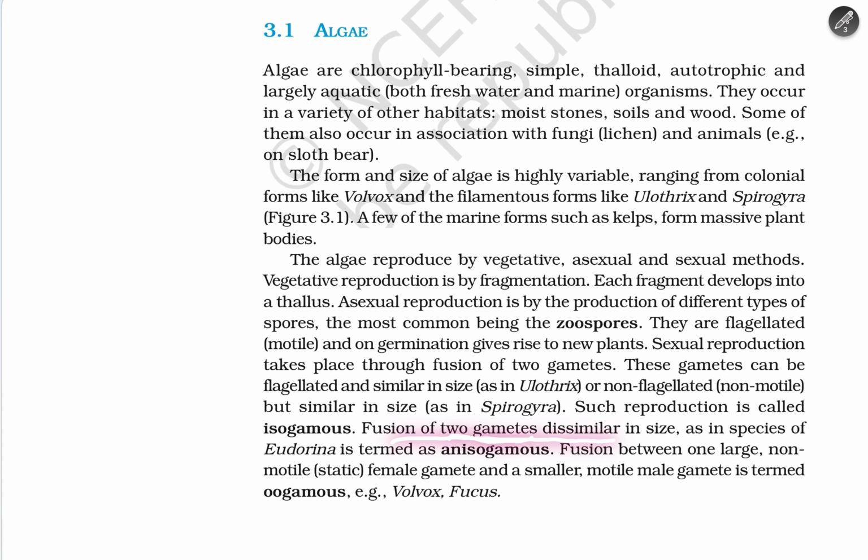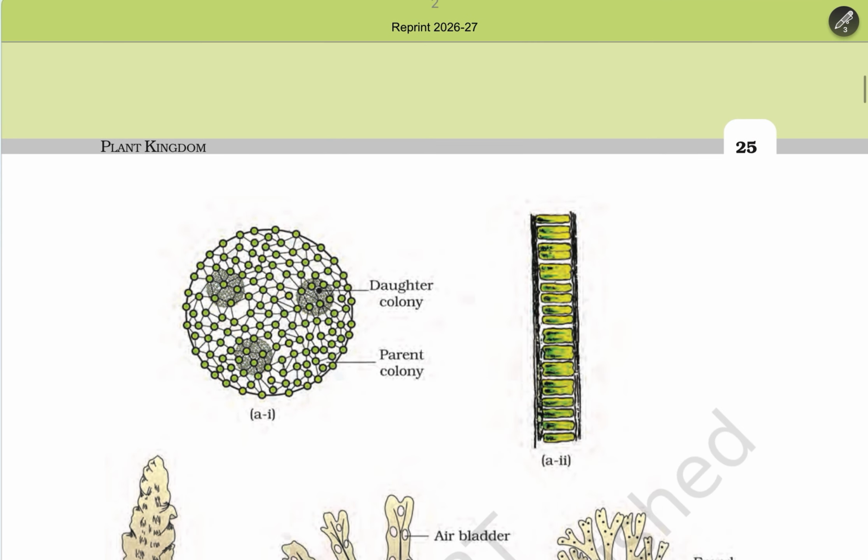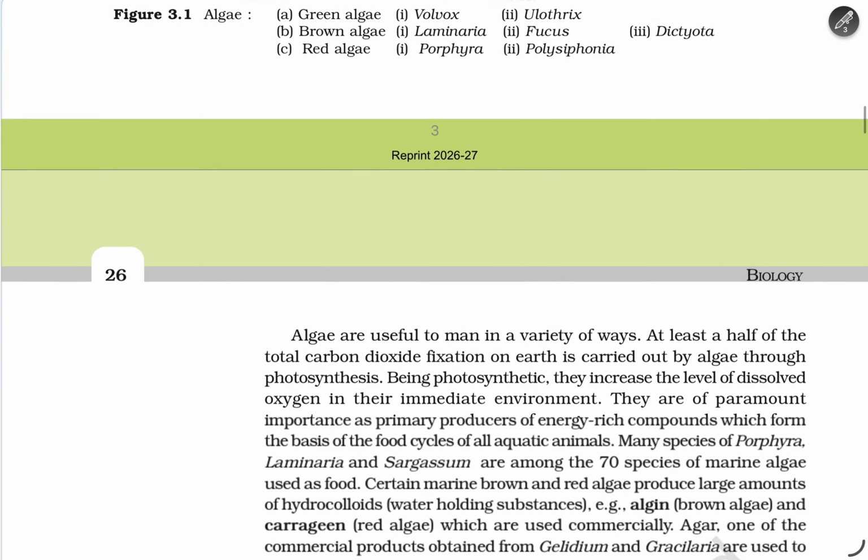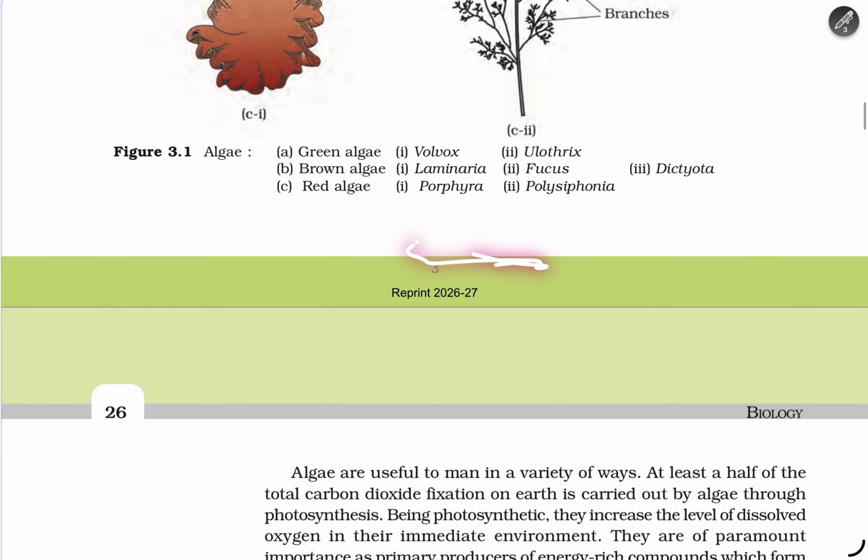Fusion of two gametes dissimilar in size, as in species of Eudorina, is termed anisogamous. The fusion between one large, non-motile static female gamete and a smaller motile male gamete is termed oogamous, as in Volvox and Fucus. Examples: green algae, Volvox and Ulothrix; brown algae, Laminaria, Fucus, and Dictyota; red algae, Porphyra and Polysiphonia.